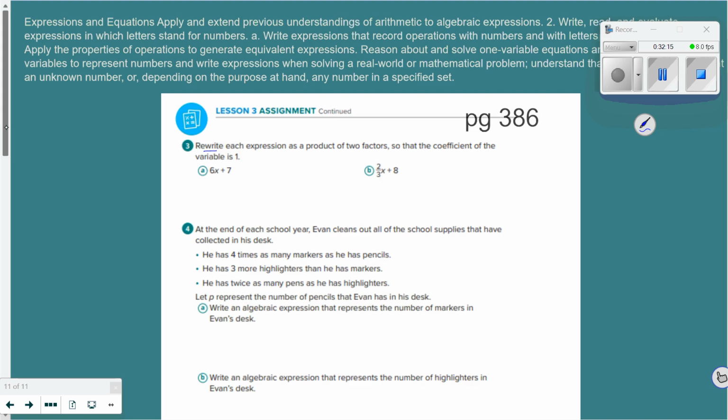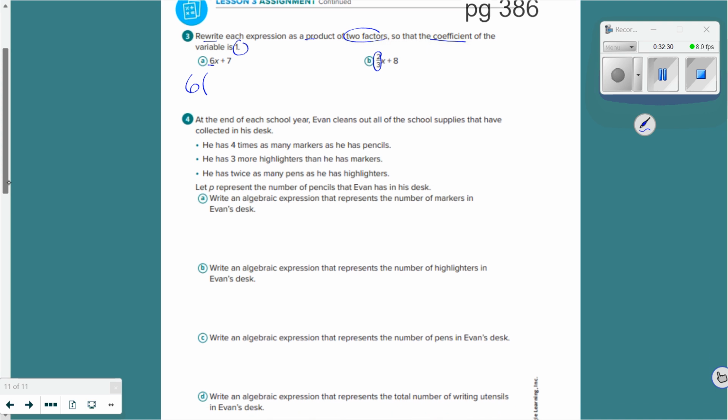On your back page, rewrite each expression as a product of 2 factors. The coefficient is 1. In other words, this is the number I'm looking at and pulling that out and then putting what's left on the inside. Remember your operation. If my coefficient is 2/3, I'm going to have to end up doing 8 divided by 2/3.